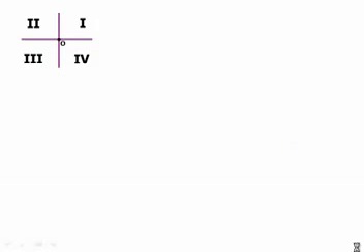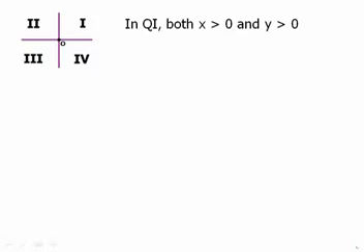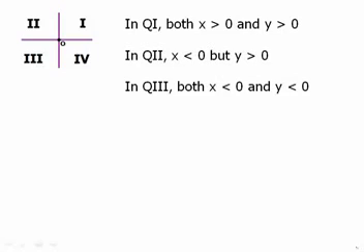So for example, in the first quadrant, both coordinates are positive. In the second quadrant, the x's are negative, but the y's are positive. In the third quadrant, both the coordinates are negative. Everything is negative in the third quadrant. In the fourth quadrant, the x's are positive, but the y's are negative.